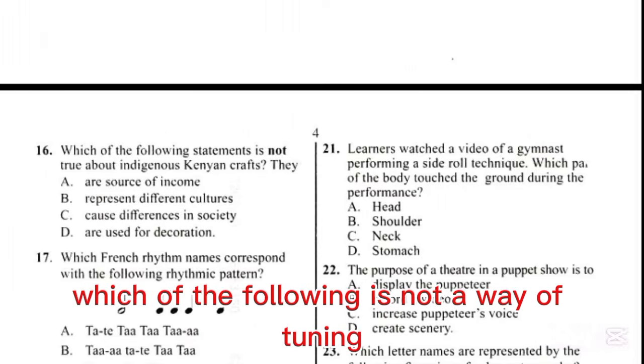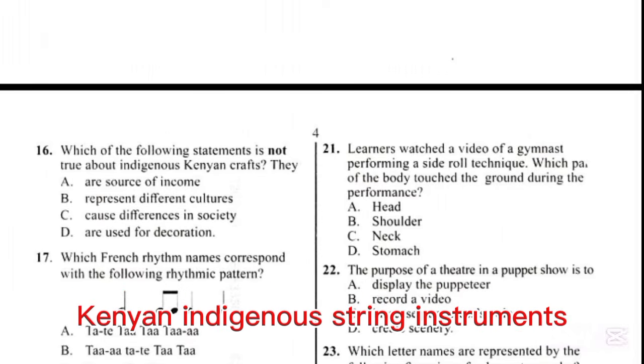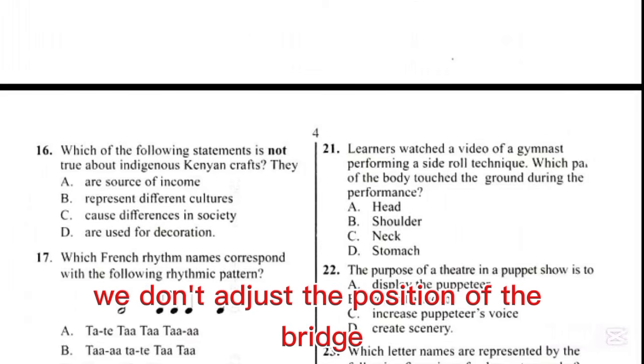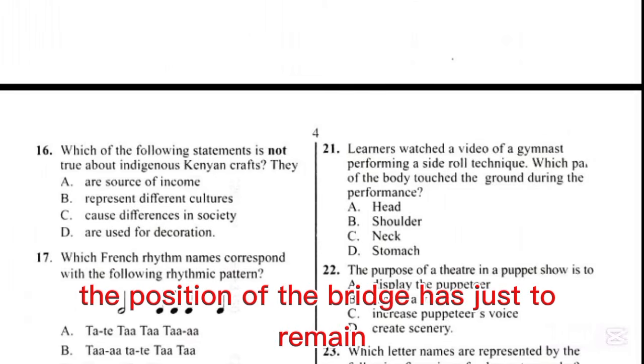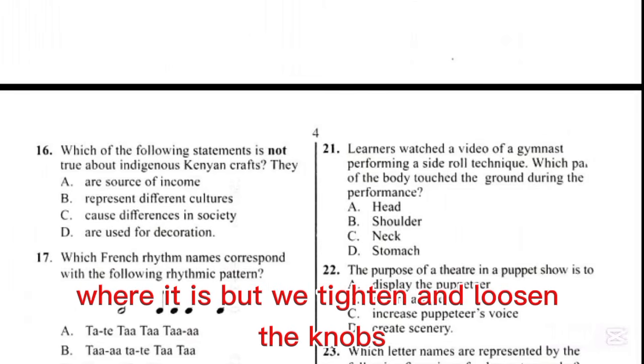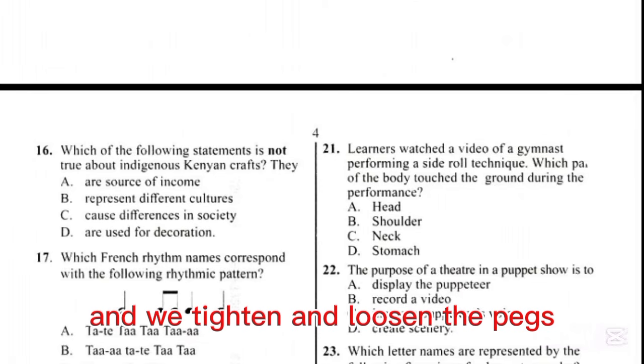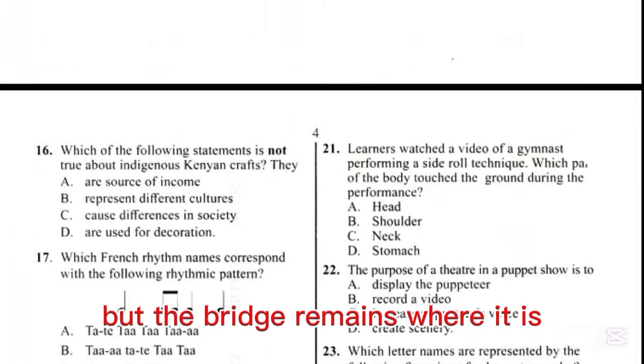Question 20. Which of the following is not a way of tuning Kenyan indigenous string instruments? So you find that indigenous instruments, we don't adjust the position of the bridge. The position of the bridge has just to remain where it is, but we tighten and loosen the knobs, we tighten and loosen the laces, and we tighten and loosen the pegs, but the bridge remains where it is.